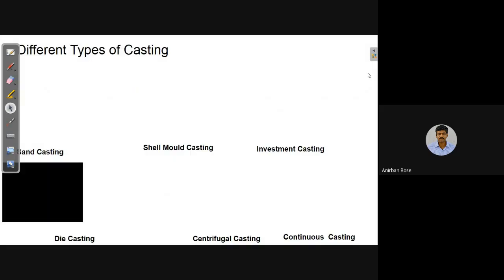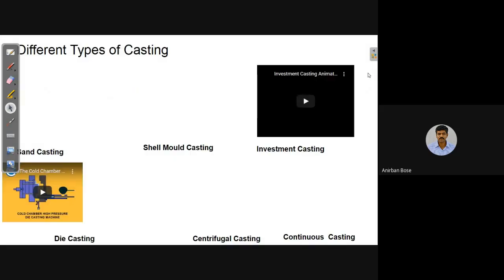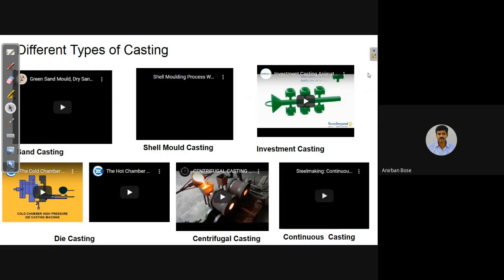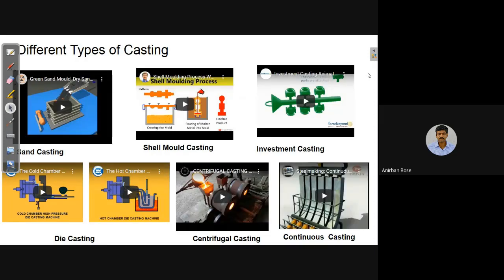Let us first see what are the different kinds of casting that can be done. Definitely we are not going to carry out all these kinds of castings in our foundry shop. We are only going to practice the sand casting process. But other than sand casting, there are other kinds of castings like shell mold casting, investment casting, die casting, centrifugal casting, continuous casting. So these are also there.